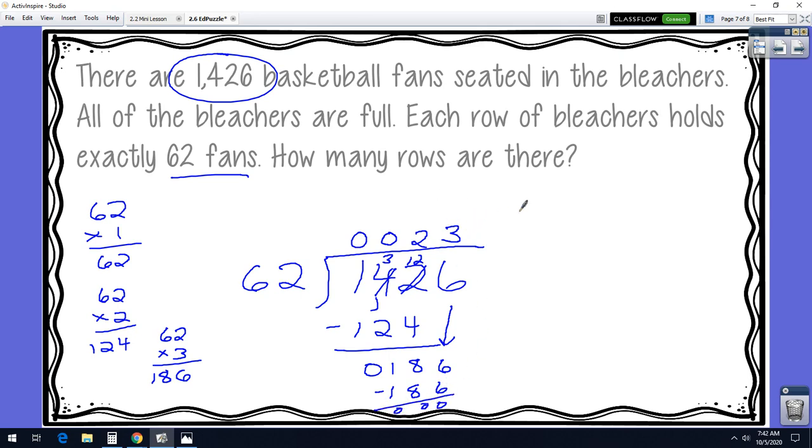And I get 23. Well, 23 what? 23 basketballs, 23 bleachers, 23 fans. What is that? How can I know? I'm going to reread the problem. It says, how many rows are there? So this is 23 rows. So that's dividing by 2 digits. Good luck. You're going to do great.